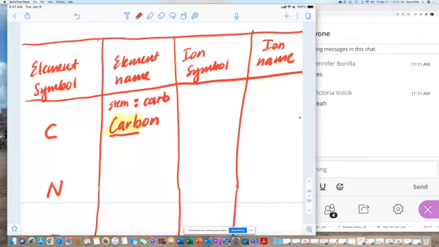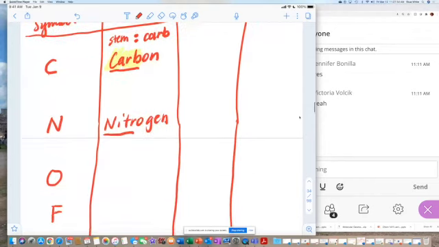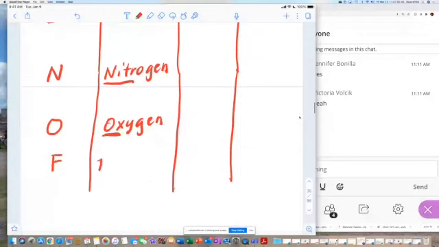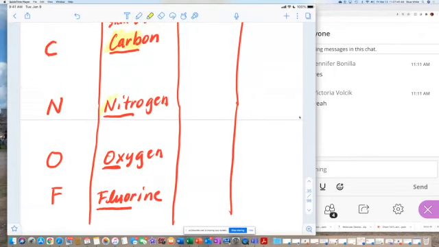So carb for carbon. Okay. And then for nitrogen, nitr, N-I-T-R, that's the stem word. For oxygen, O-X is the stem word. Remember, fluorine is flowering. So fluor is the stem word. Okay. So I'm just going to highlight the stem words here so you can remember.